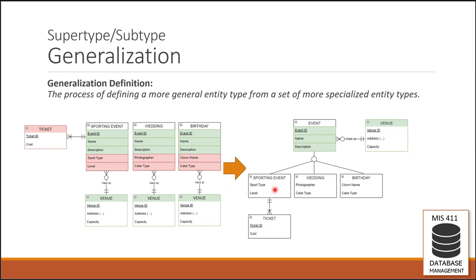So sporting event still contains sport type and level. Wedding still contains photographer and cake type. And the sporting event also has its own relationship to ticket, because none of the other subtypes had that. And that's, in a nutshell, specialization and generalization.